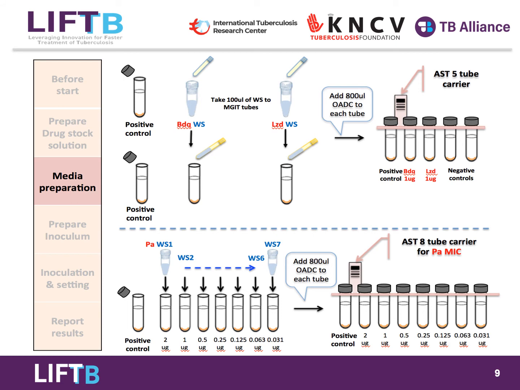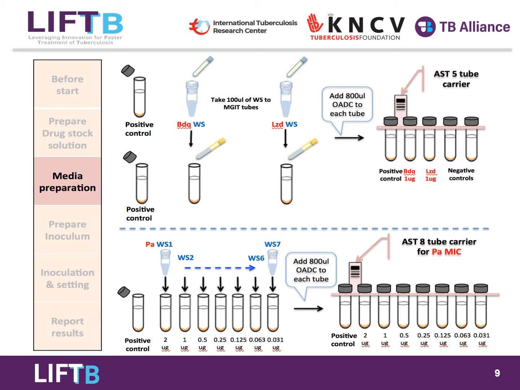The test MGIT tubes should be prepared and organized as follows. 1. For bedaquiline and linezolid, the MGIT tubes should be placed in the 5-tube AST carrier. A. Label one tube as the growth control for bedaquiline and another for linezolid. B. Add 0.8 milliliter of OADC to each tube using a 1000 microliter micropipette tip.